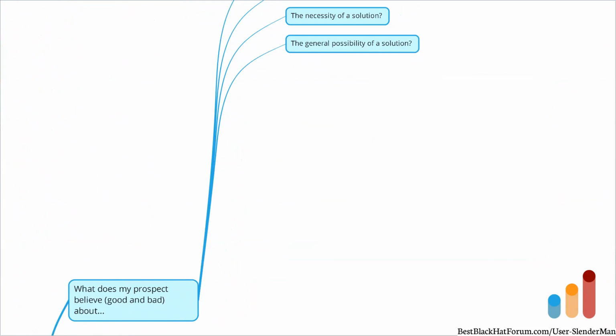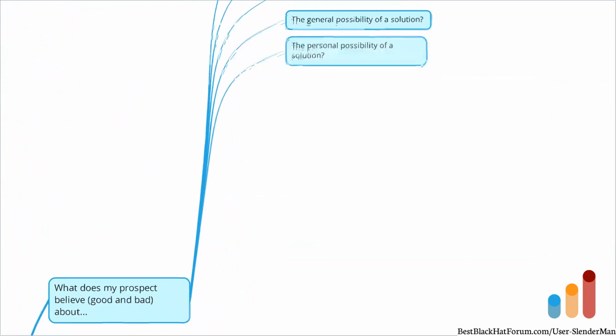It's a high hurdle to overcome if they don't believe that there's the possibility of a solution. It's not that you can't overcome it, but it's a high hurdle to overcome. And so you have to address the belief or lack thereof in the possibility of a solution. You have to understand where they're coming from there.